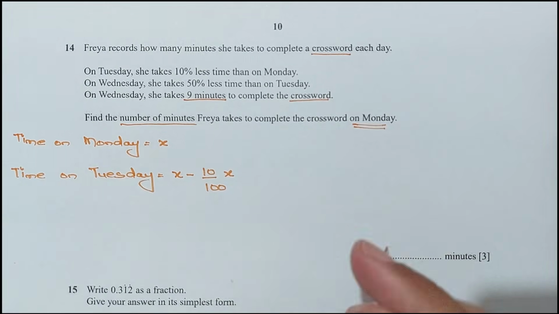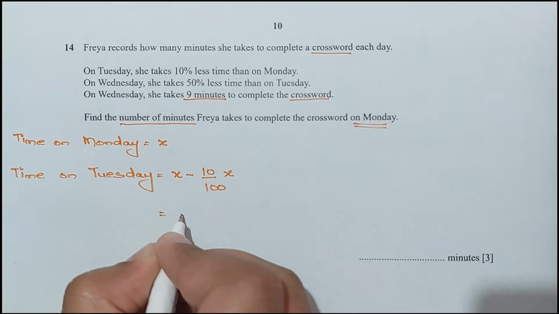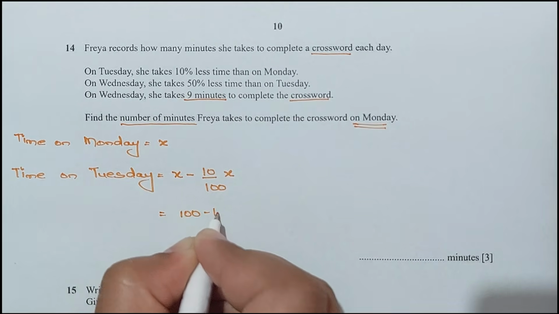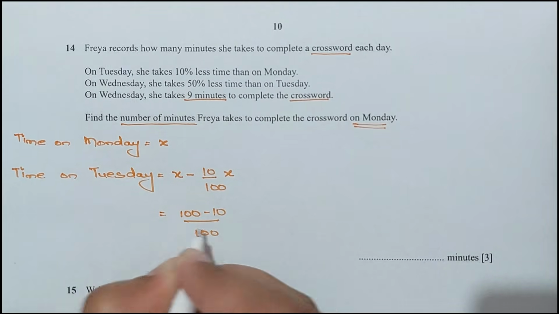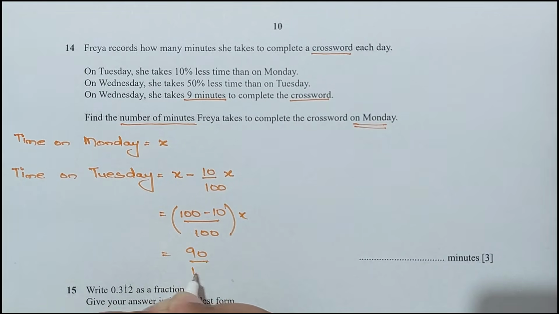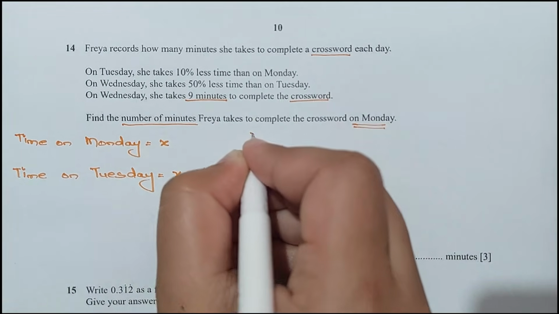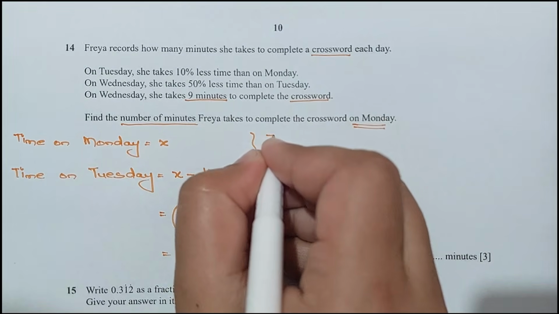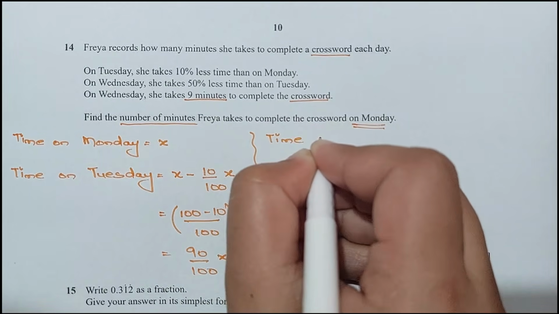This is 10% less. So that would be equal to 100 minus 10 over 100, and the whole would be X. So this would be 90 over 100 X. This is the time on Tuesday. Now let's find the time on Wednesday.